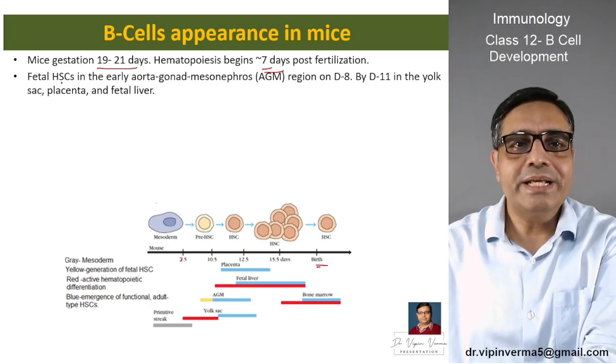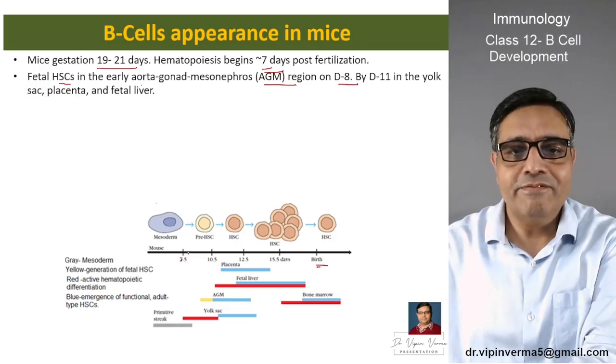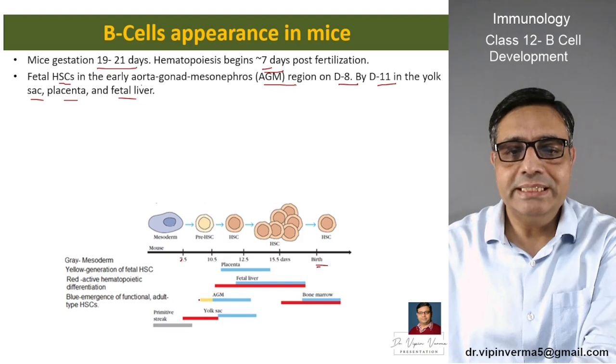So fetal hematopoietic stem cells appear in the early aorta-gonad-mesonephros, which is the AGM region, on D8. If you can see here, this is somewhere around D8, and this is the AGM region. By D11, that is day 11, they appear in the yolk sac, placenta, and fetal liver. So initially it starts in the AGM, but slowly by the 11th day it moves to the fetal liver, placenta and yolk sac. This is the yolk sac, this is the fetal liver, and this is the placenta, and you can see they are somewhere around day 11.